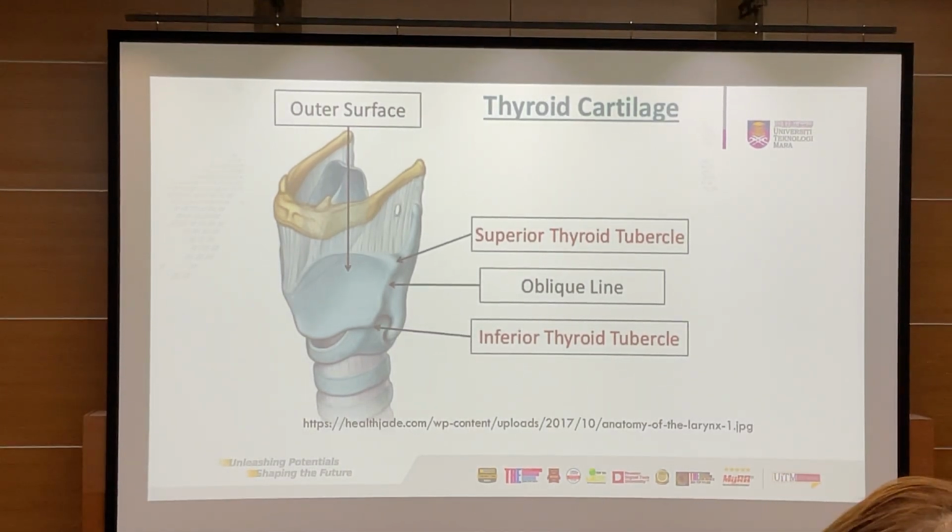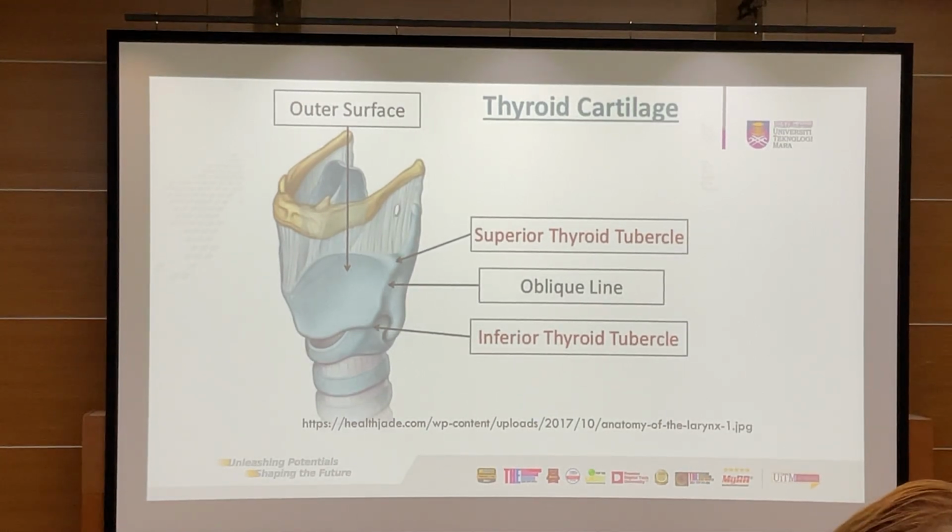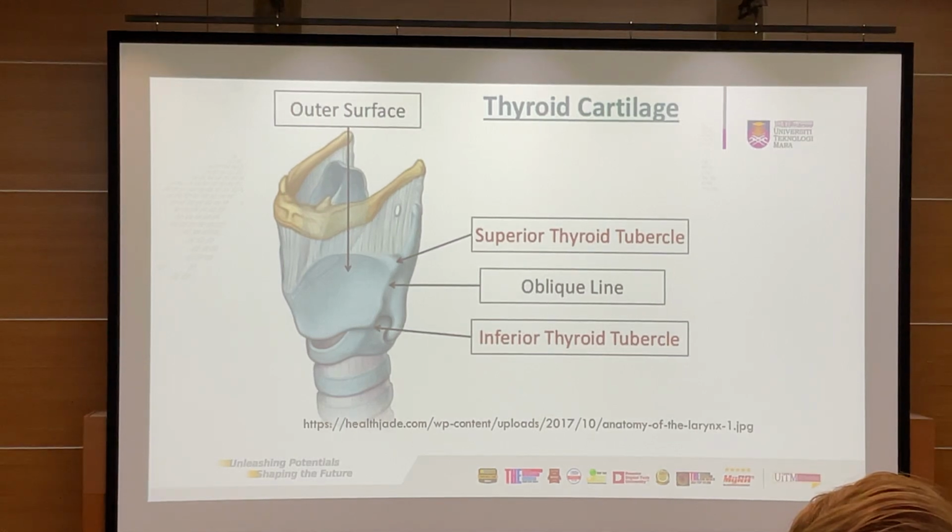As I mentioned earlier, it is the largest cartilage in the larynx. Its main function, besides the attachment of the vocal fold, is also to protect the larynx. When you go into the procedures of the larynx, you will find that the thyroid cartilage is a very important landmark. For example, if you want to do injection laryngoplasty, you will have to palpate the superior thyroid notch, and when you want to do medialization thyroplasty, you have to identify the thyroid lamina. That one we will go through later.